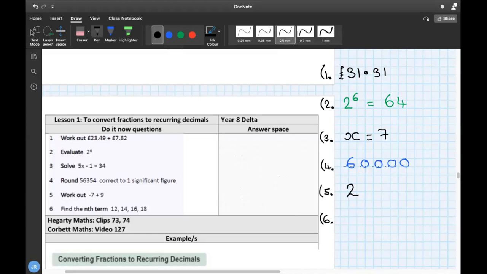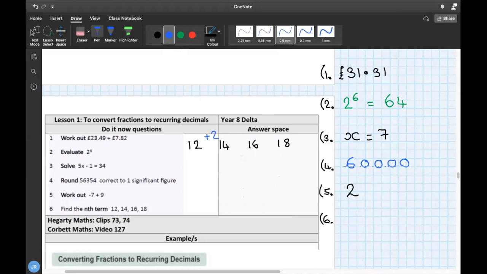Okay, then we've got the nth term. I'm going to start by writing the values out. We've got 12, 14, 16, and 18. I then need to work out what is going on here. What's the common difference? What is the rule for this sequence? Well, I can see they're all going up by 2 each time.